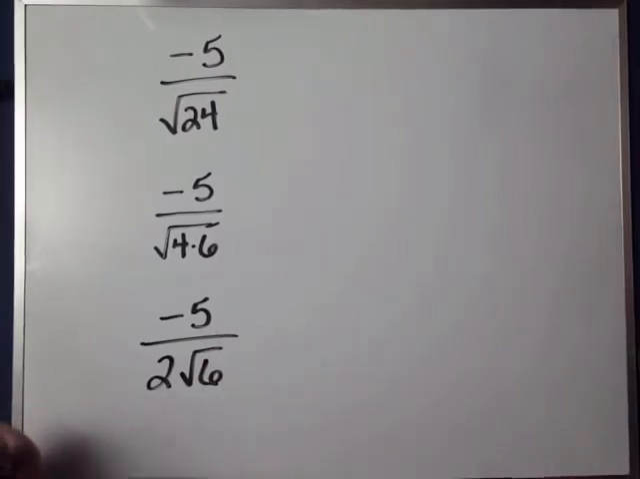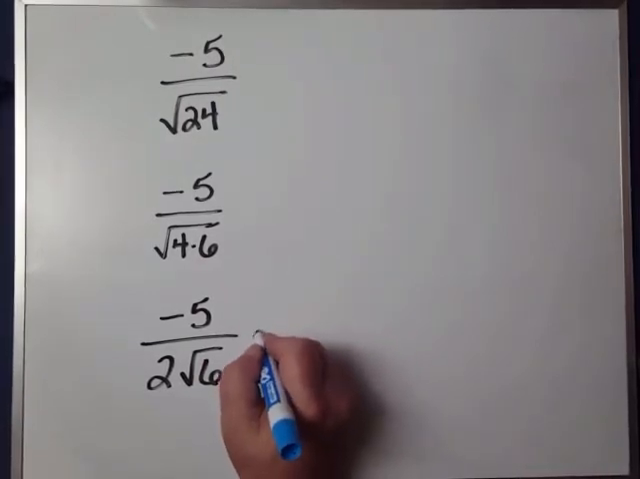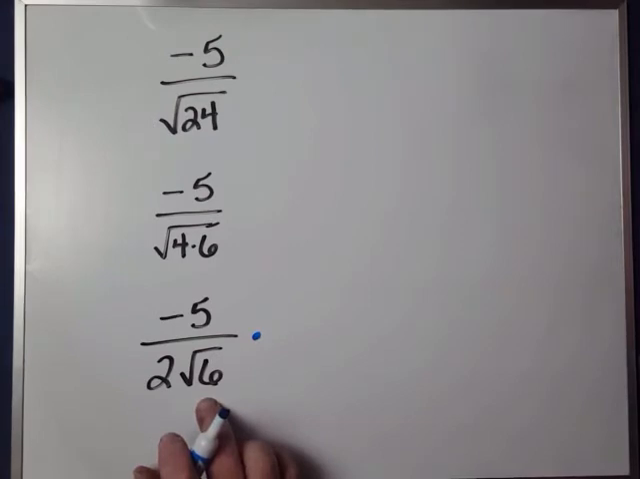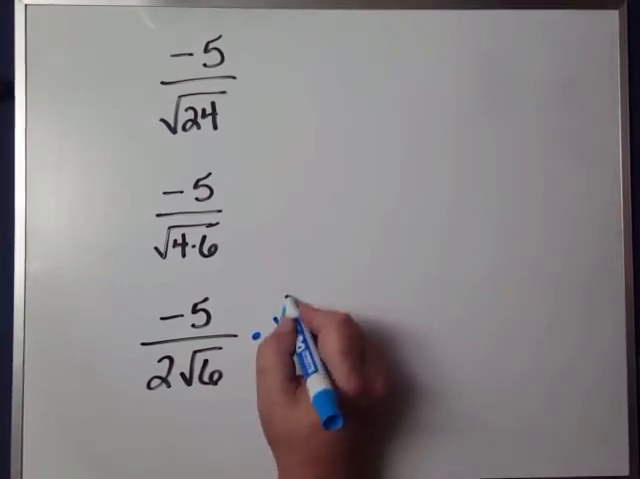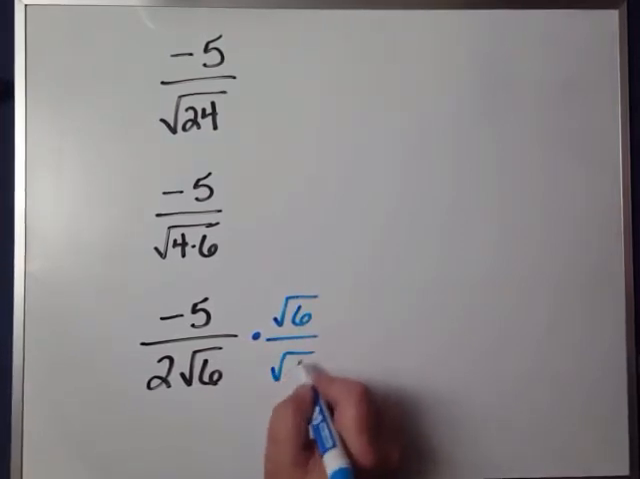Now let me rationalize this denominator. And the only thing I'm worried about is my square root. So the only thing I need to multiply by is the square root of 6.